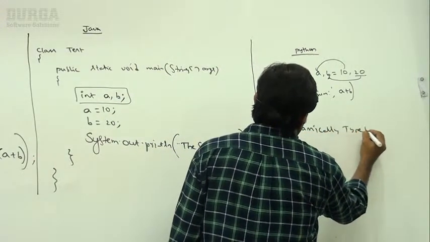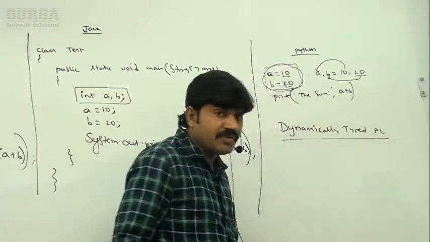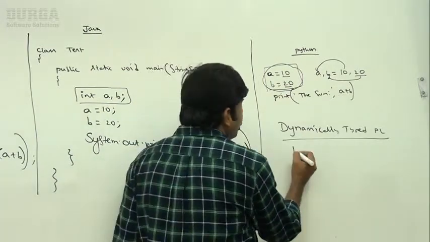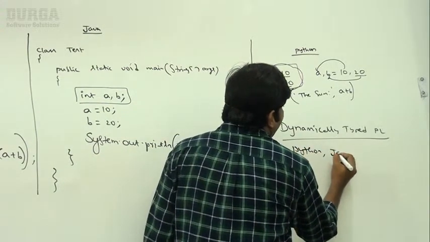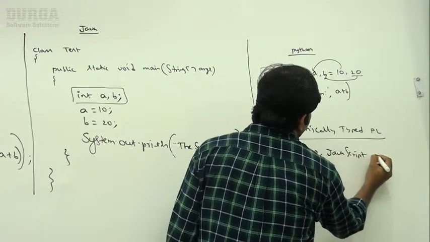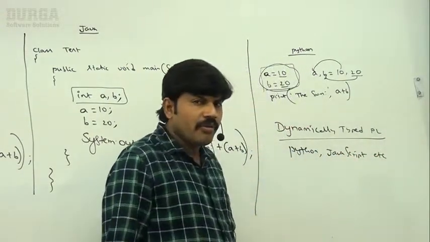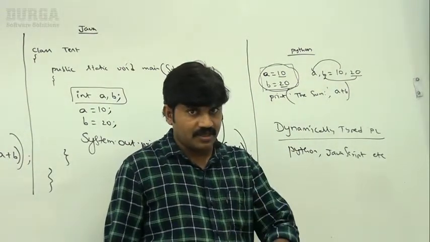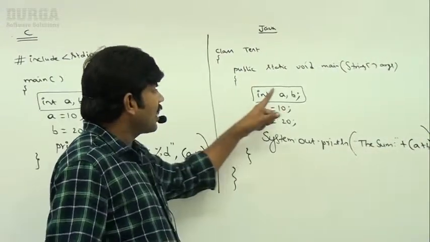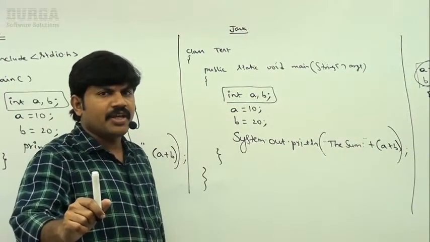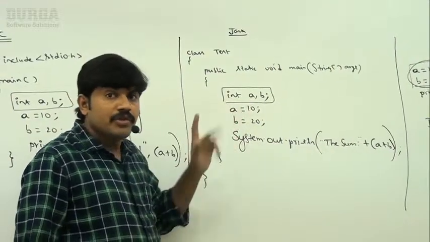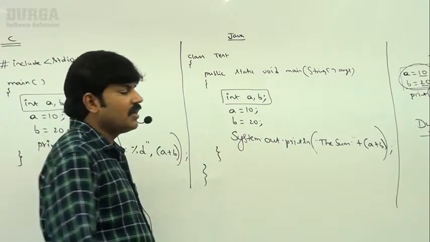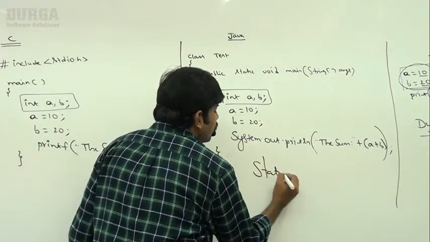Dynamically typed programming language. Can you please give an example? Which are dynamically typed programming languages? Best examples are Python, JavaScript, etc. Multiple languages, right? So type declaration headache, such type of things are not there in Python. But in Java, compulsory each and every variable should be declared with a type. Without a type, you can't use any single variable also. Such type of programming languages are statically typed programming languages.